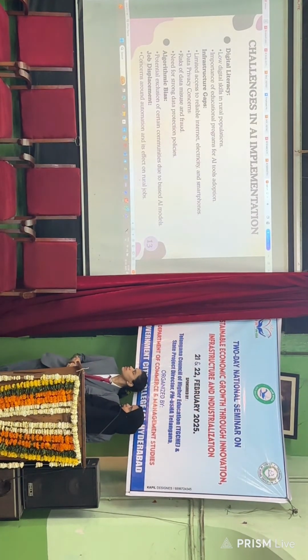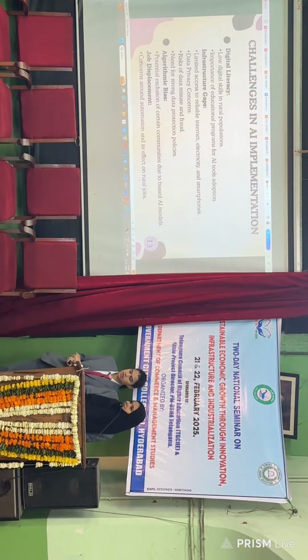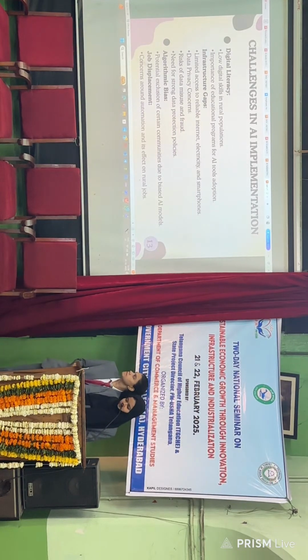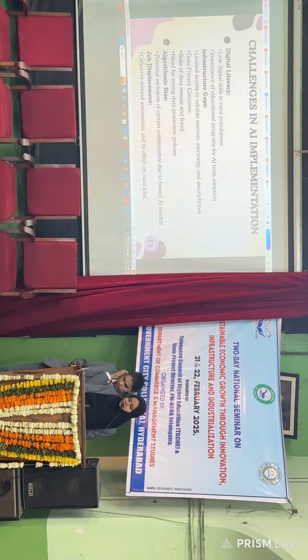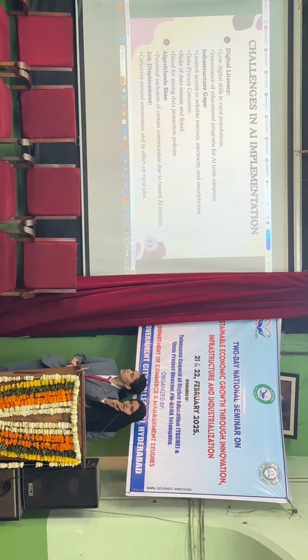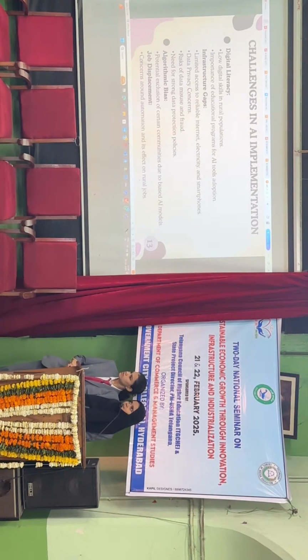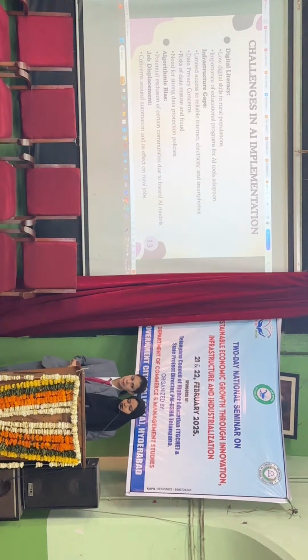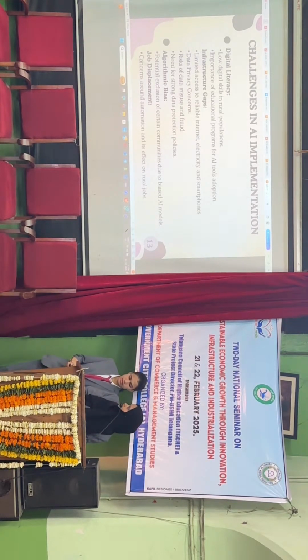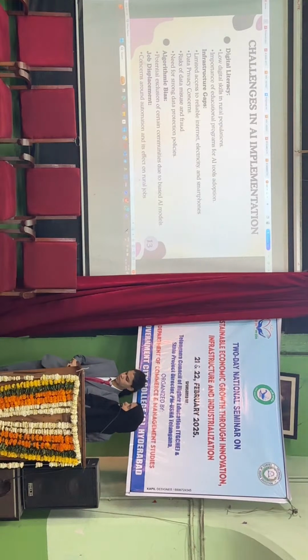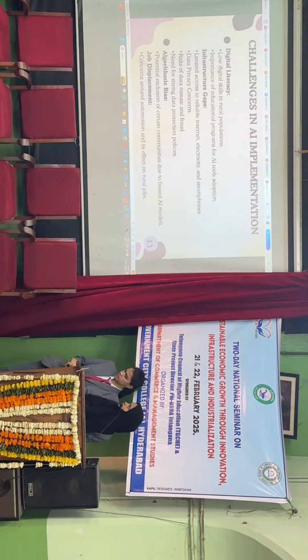Infrastructure gaps, like no proper internet connection, electricity, and smartphones also. Data privacy. Most of the risks are associated with data privacy, like risk of misuse of the data. Algorithm bias, potential exclusion of certain communities due to biased AI models. Job displacement, concerns around automation and its effects on rural jobs.